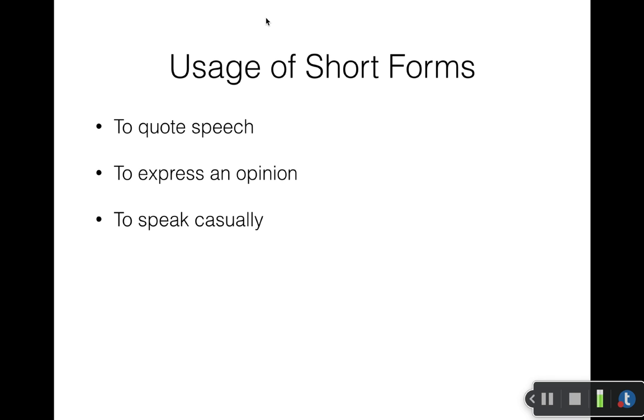The usage of short forms in the past tense is the same as usage of short forms in the present tense. We use it to quote speech, we use it to express opinions, and we use it to speak casually to people with whom we have a familiar relationship. Okay, so that's it. Short form, past tense, all parts of speech.